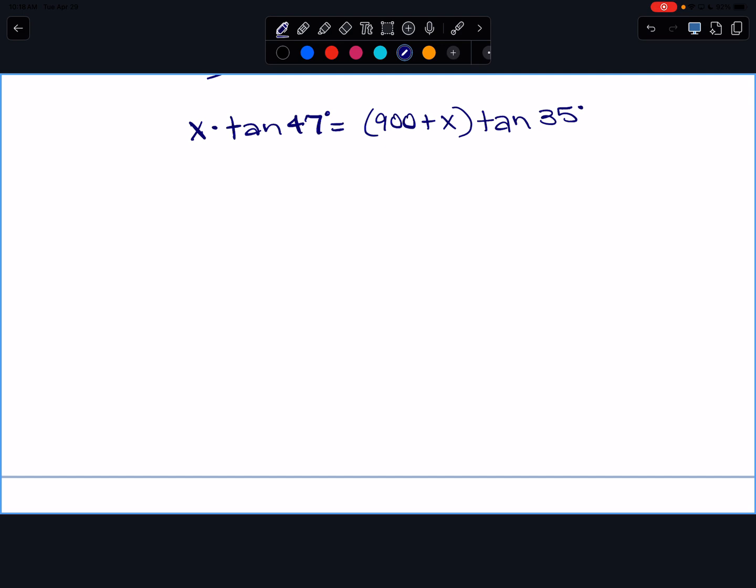Okay, so think about how you solve for x. Normally we try to get it all on one side, right? And also keep in mind, tangent of 47 is a number. Okay, it's a nasty decimal, but it's a number. And also tangent of 35 is also a number. Okay, so keep that in mind. And just see if you can do it.